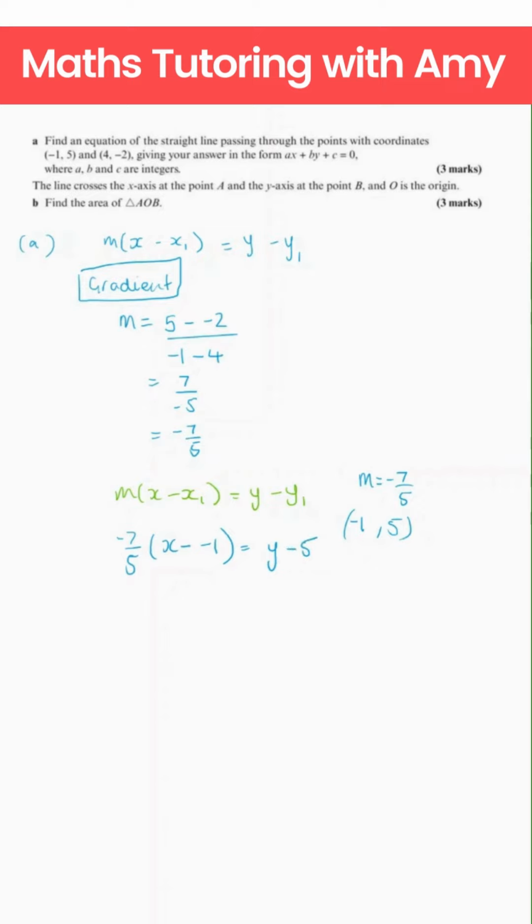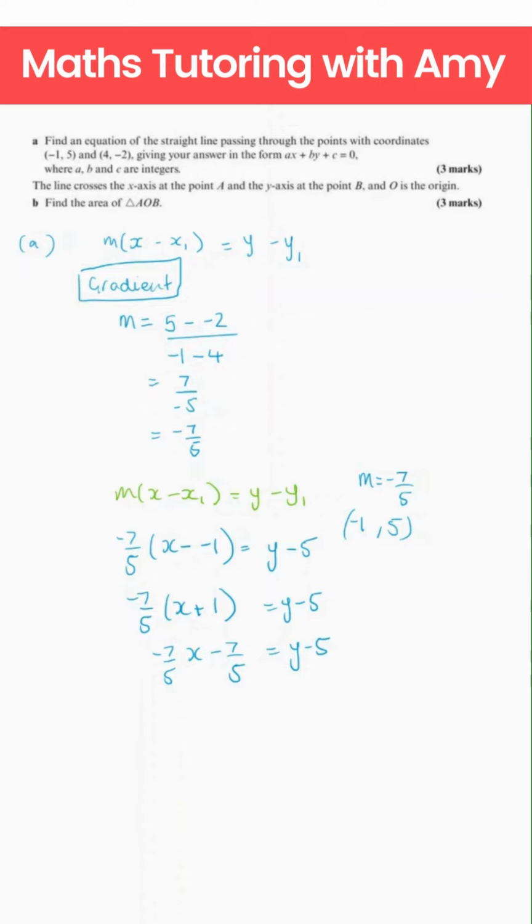So we can do a bit of simplification here. I've got minus 7 fifths, brackets, x plus 1, equals y minus 5. And then I'm going to expand out my brackets. And then we've got something that's starting to look a bit like an equation. We've got an x, a y, and some numbers in there.